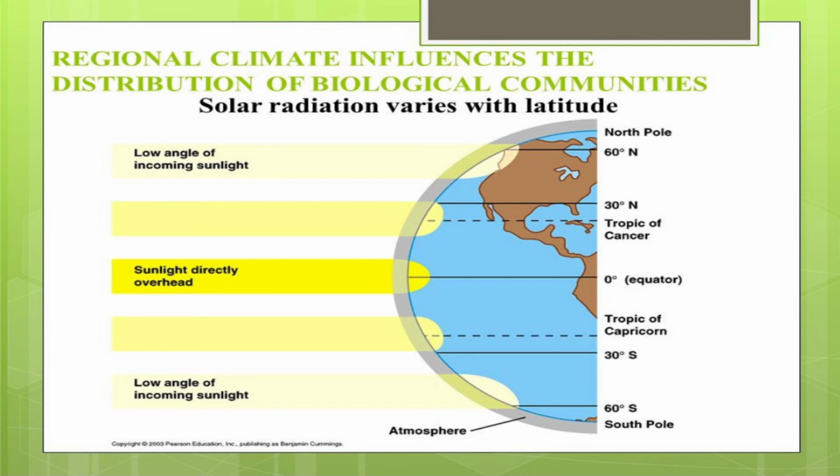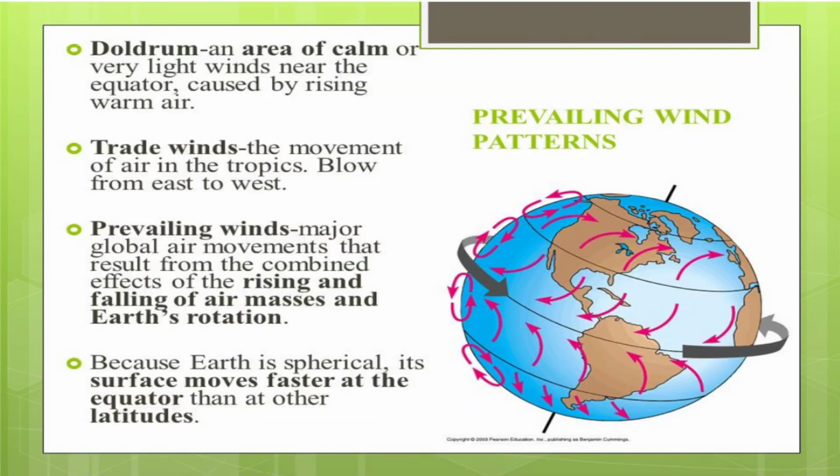At the equator, the sunlight is directly overhead, while at the North Pole and the South Pole there are low angles of incoming sunlight, which are found at the northern and southern poles. So in this diagram, you can see what the doldrums are, what trade winds are, what prevailing winds are, and how these are seen at various locations and latitudes. The prevailing wind pattern is shown here on this globe.